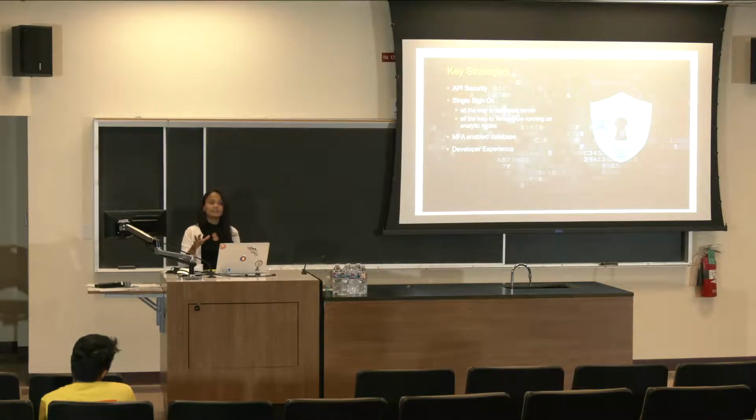So the key strategies are API security, because there's a digital transformation happening. Each team is providing APIs. We need to make sure that APIs are secure, authenticated, and have the right authorizations, or right access controls around them. We need to provide single sign-on. How cool would it be to have single sign-on all the way to the database.